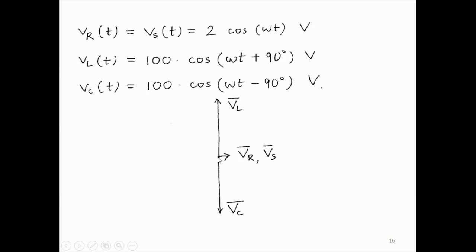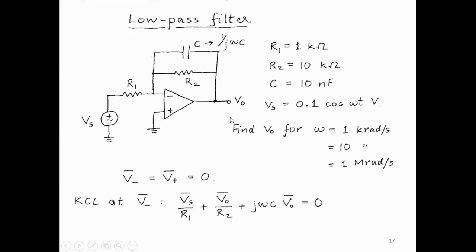The resistor voltage is in phase with the source voltage, both at 0 degrees, and they are small in magnitude. The inductor voltage leads the resistor voltage, the capacitor voltage lags the resistor voltage, and they are 50 times the resistor voltage. Of course, this may not be to scale, but that's okay. All right, one more circuit.